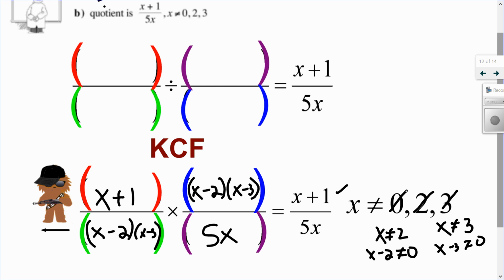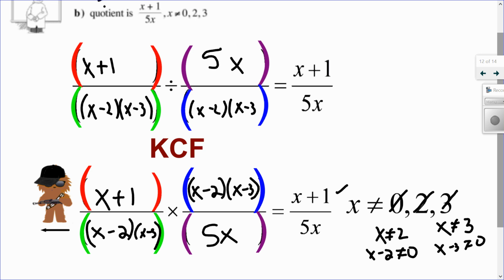So we're going to go opposite. We're still going to keep the first fraction the same. We're going to change it from multiplication to division, and we're going to flip it. You can see I've color coordinated it for you here. So 5x comes up top, and x minus 2 times x minus 3 goes on the bottom. This would be a division question with that answer. Again, there are several ways of doing this. This is just the way that I see it.